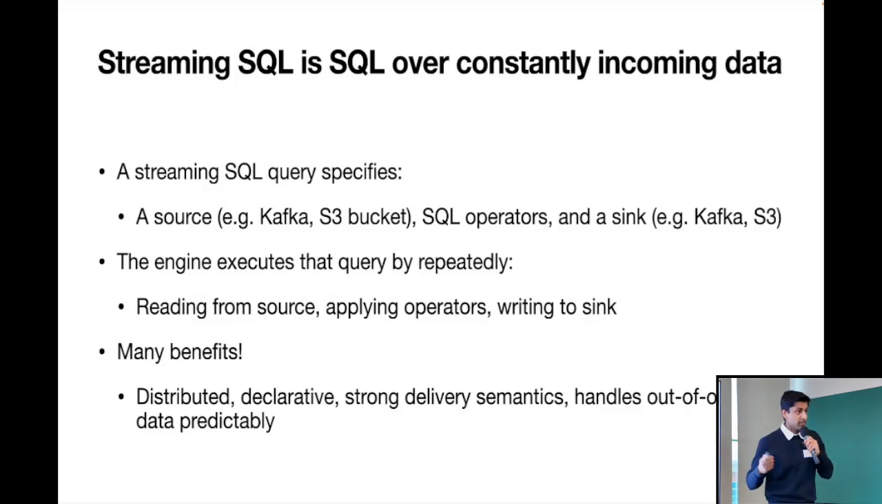It's distributed. It's scalable, right? It's declarative, so anybody who knows some SQL can do this. You get strong delivery semantics. You handle out-of-order data. And best of all, when it fails, I get paged, not you. Actually, you'd probably get paged too, but both of us get paged.